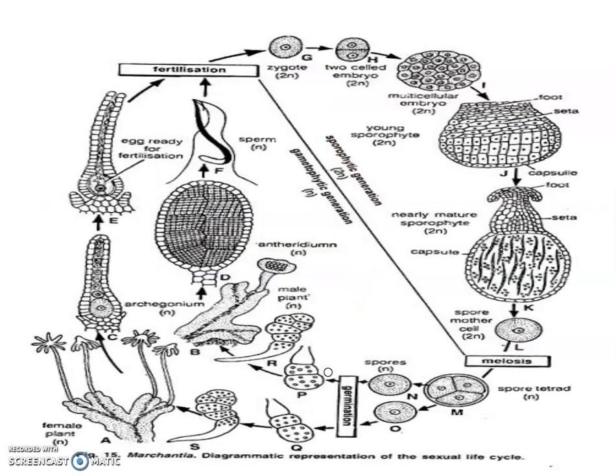In this structure, this is the antheridium, and this is the archegonium. Antheridium produces sperms. So many sperms are produced, and only one goes into the archegonium and fuses with the egg. So fertilization takes place here. After fertilization, this diploid egg is converted into a sporophyte.